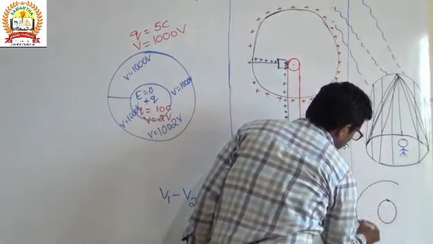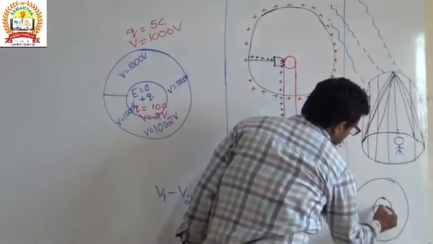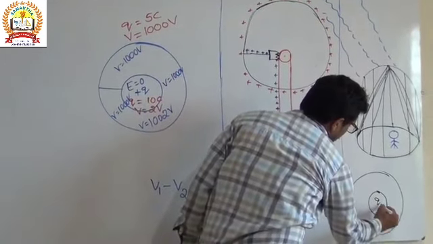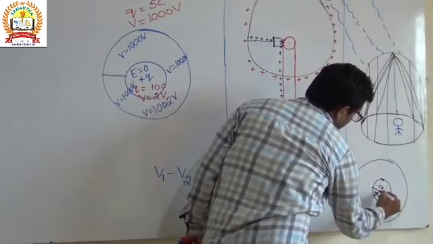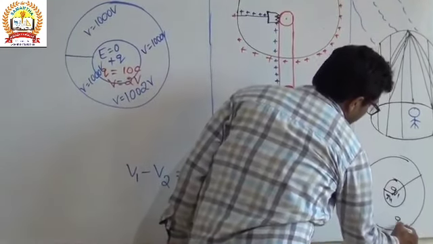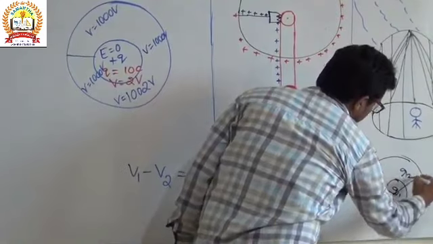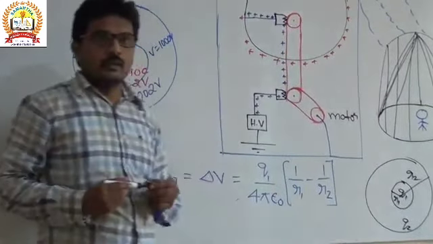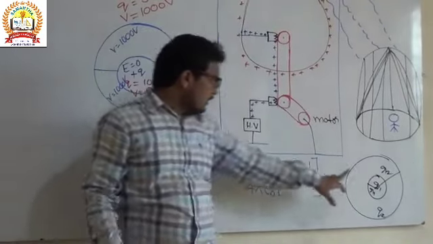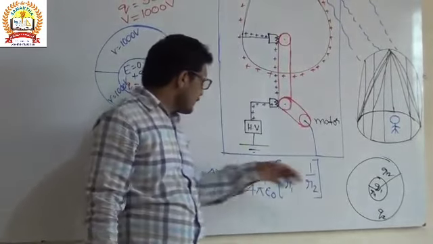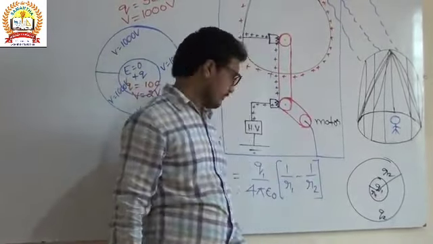This is the inner sphere and the outer sphere. The charge of the inner sphere is Q1 and the radius is R1, and for the outer sphere the charge is Q2 and the radius is R2. Now V1 is the potential of the inner sphere, and V2 is the potential of the outer sphere.